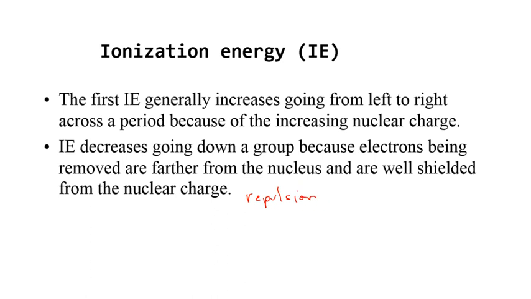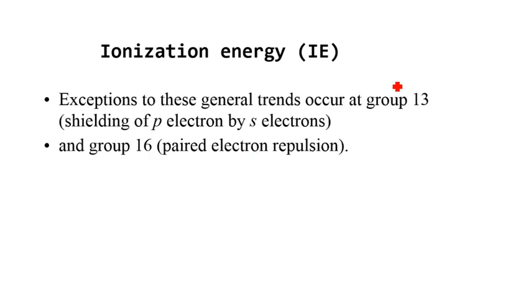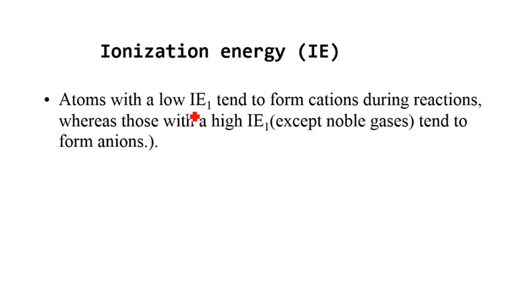Okay, very important. Exceptions to these general trends occur at group 13, but also group 16. And the very brief reason here is shielding a p electron by s electrons. That's an oversimplification of the fact that there's a lot of repulsion that overcomes the added proton in the nucleus. And the same thing is true in group 16, going from 15 to 16. You're going from p3 in group 15 into adding in an oppositely spinning electron pair, increasing repulsion significantly from, for example, nitrogen to oxygen. Those are the exceptions to the IE trend, and they're visible in data. We'll see those in a second.